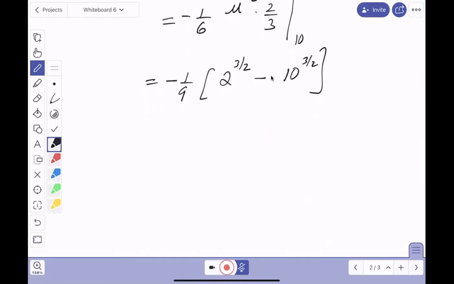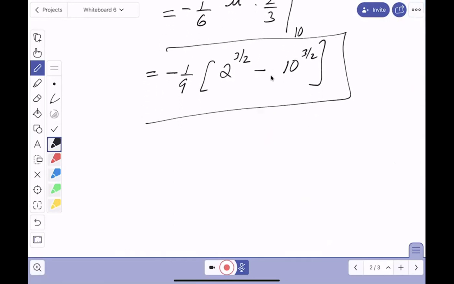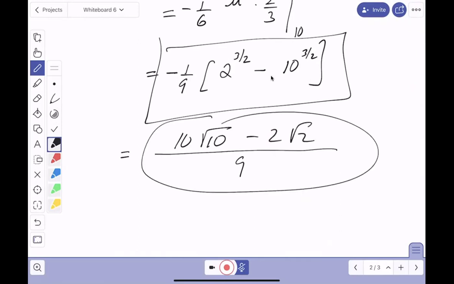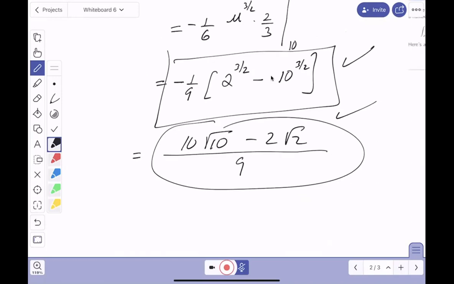By the way, for some students, they're done. Put a box on it. You are done. All right. I'm not done yet, though. I'm going to write it a little bit differently. The way I'm going to write this down is I'm going to say a common denominator of 9, and it's going to be 10 root 10 minus 2 root 2. I prefer that answer over here. By the way, this is fine. This is fine. Let's look at the key, though.